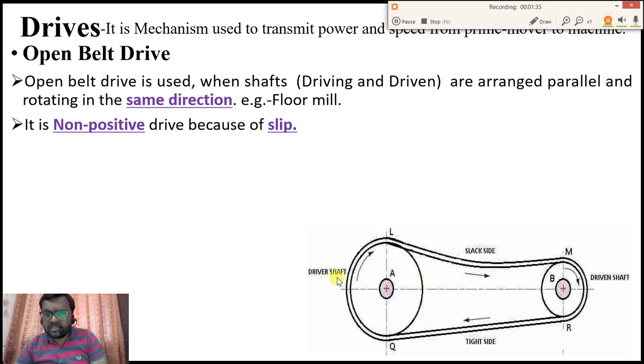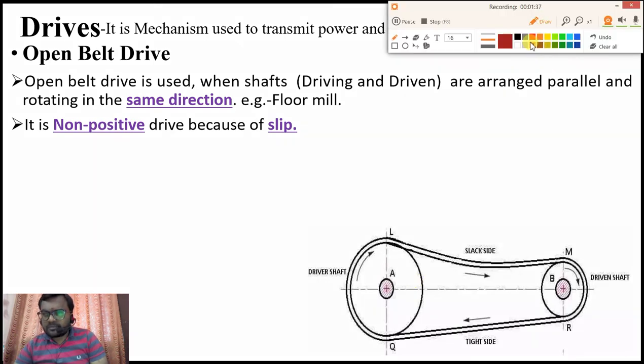So A pulley is a driver pulley and B pulley is a driven pulley. So power is transmitted from driving pulley to driven pulley, or driving shaft to driven shaft. So shaft is there on which pulley is mounted. So this is input shaft, input pulley or driver pulley, output shaft or output pulley. So power is transmitted from driving pulley to driven pulley with the help of the belt. So when belts are used to transmit the power from driving to driven shaft, then it is called as a belt drive.